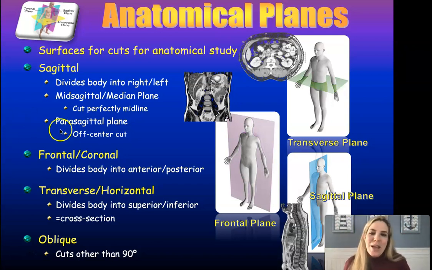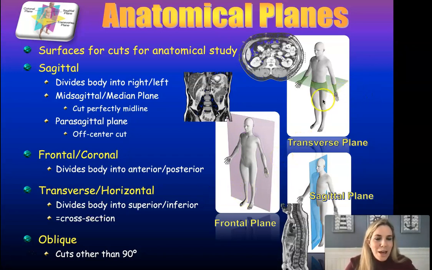And so you're dividing the body into anterior and posterior parts when you make a frontal or a coronal cut. So you can see this person here, imagine this tinted area here is like a knife, and you'd cut them just like a headband, and you end up with an anterior side, and then around the back you'd end up with a posterior side.